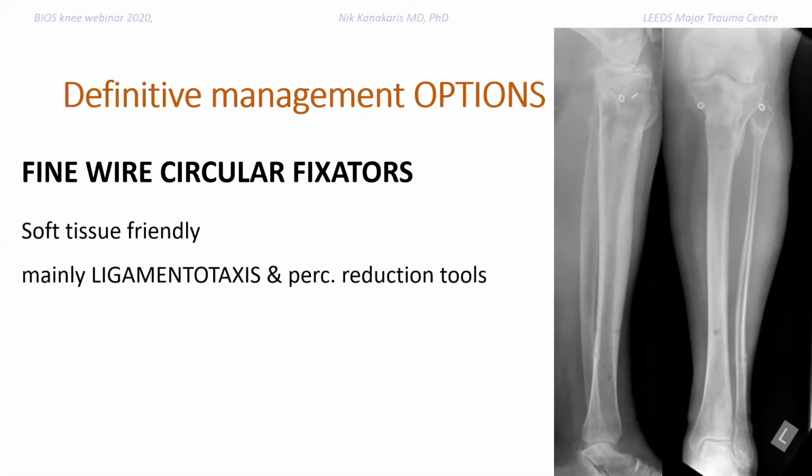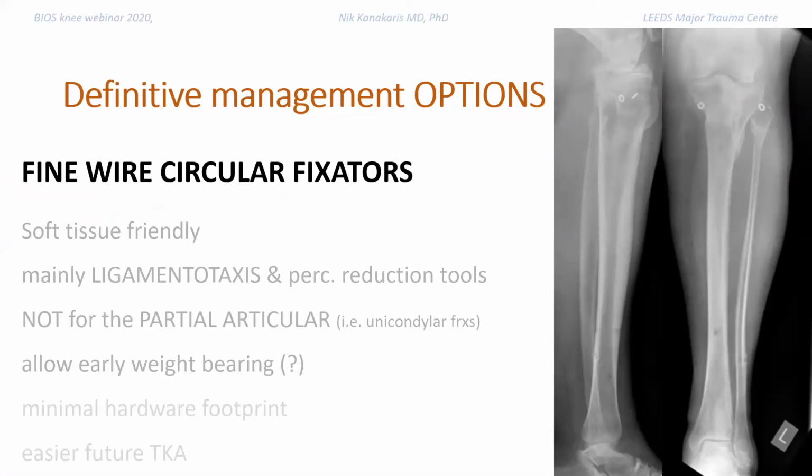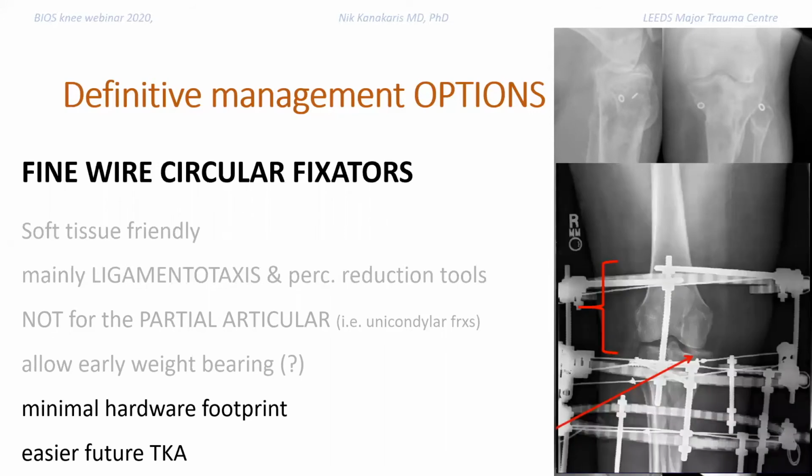They are definitely a soft tissue friendly approach. They rely mostly on ligamentotaxis and percutaneous reduction tools, which has some limitations. They cannot address partial articular fractures, and after removal, following fracture union, you have a proximal tibia which is friendly for a future total knee arthroplasty. There are no implants there to hinder your way.